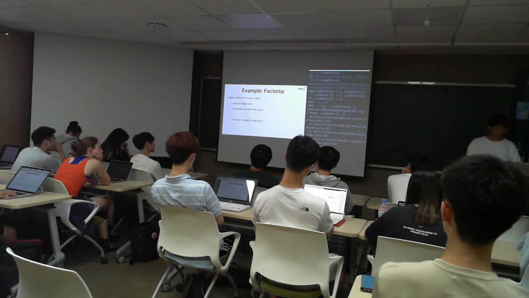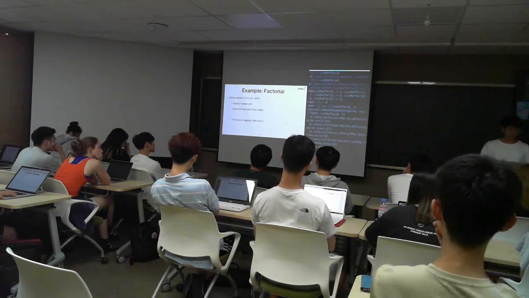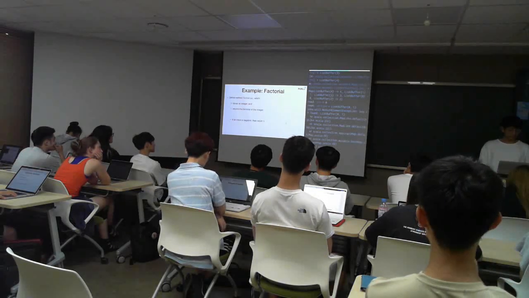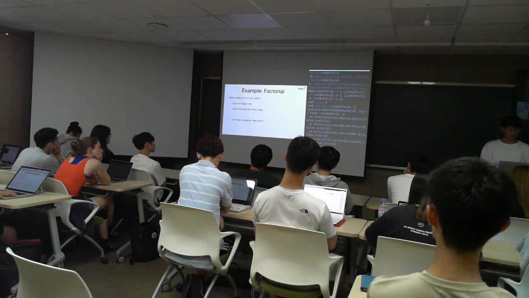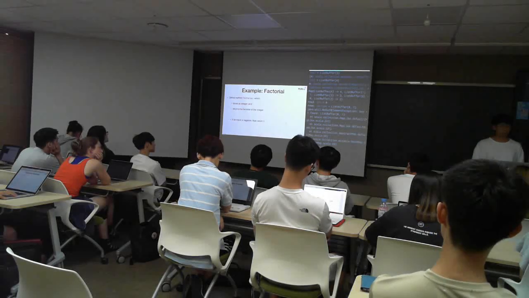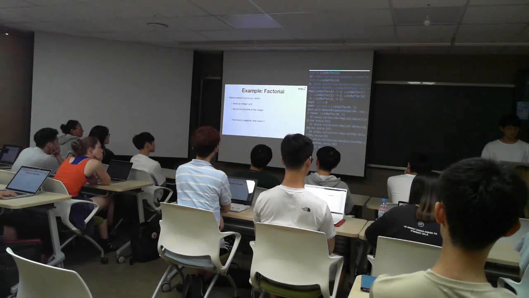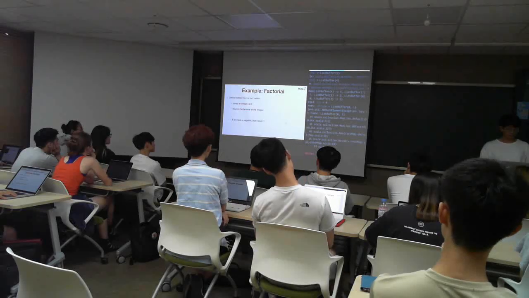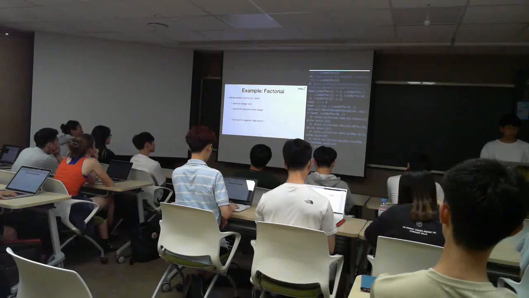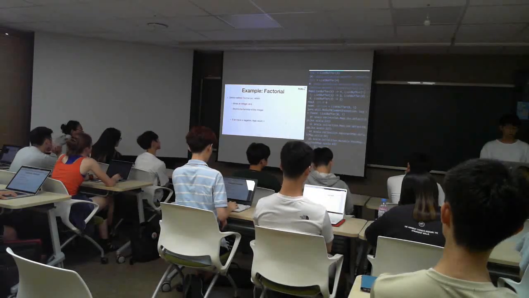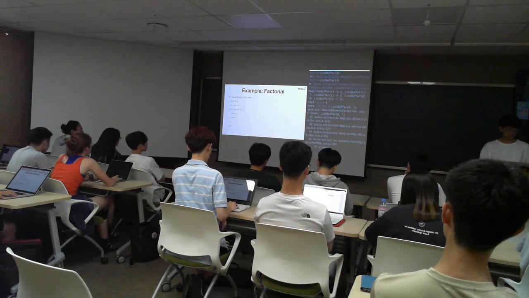So from now on, let's define the method factorial. As you know, the factorial of n is the product of the numbers from 1 to n. So let's assume that if the input is not positive, then we just return 1 to simplify the code.